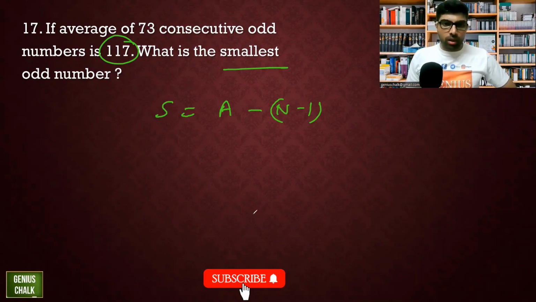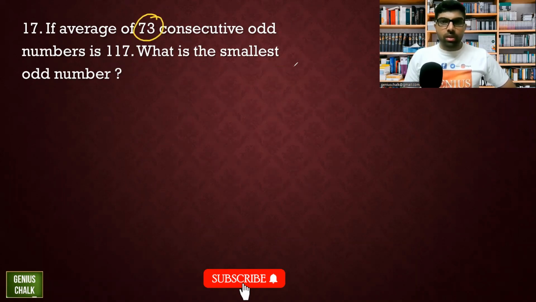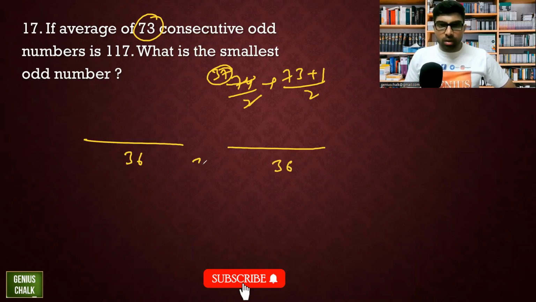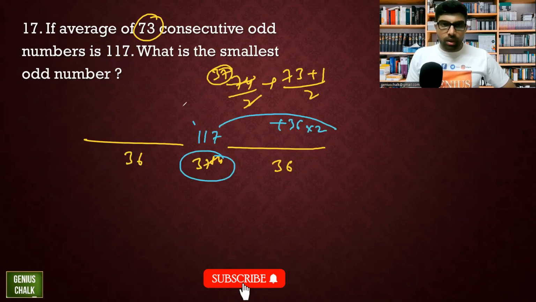Or if you want to solve this by the traditional method which we have learned first, you can do it like this. 73 numbers. So what is the average position? (73 plus 1) by 2, 74 by 2. That is the 37th observation. 37th observation means 36 observations leave this side, 36 leave this side, and the 37th is the average, and that is 117. Now you have to go 36 steps back, and each step has a difference of 2, so 36 into 2.